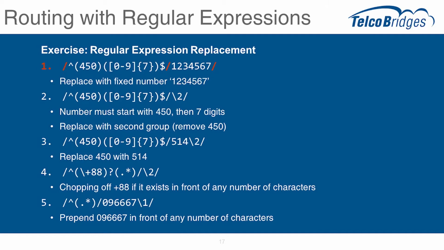And then you have replacements. So that's when you start using parentheses. Here you have two parentheses, so that's the first group, that's the second group. However, in this rule, there's no group matching. So it's just a number. What will happen is that it's going to replace with this number. So what is incoming needs to be 450 and 7 digits, and what is outgoing will be this number.